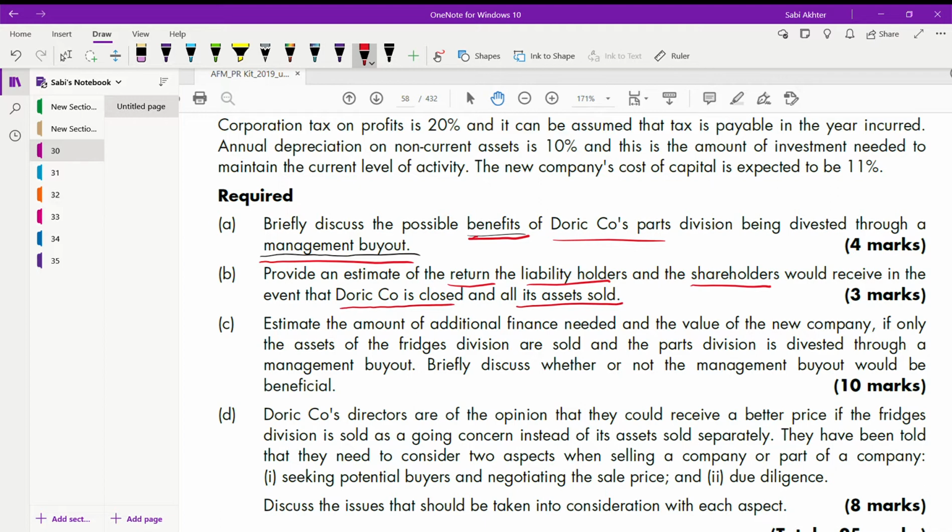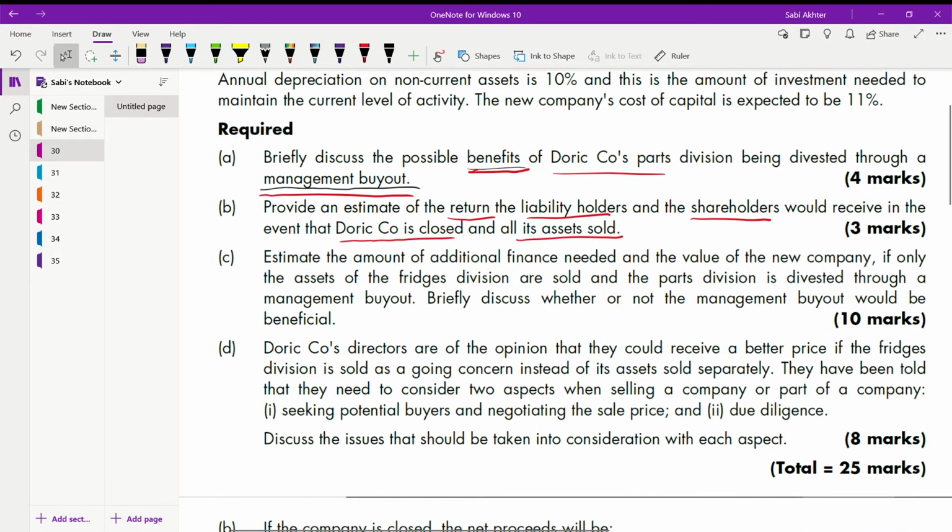Coming to third, C: estimate the amount of additional finance needed and the value of the new company. Value of the new company means what? The remaining part is a new company now, because you are not merged with that company. That company is sold off. After that, what is the impact? This also I have previously told you. So estimate the amount of the additional finance.